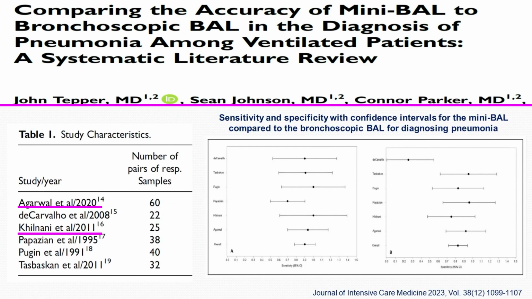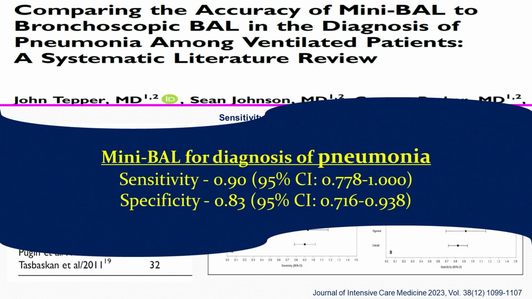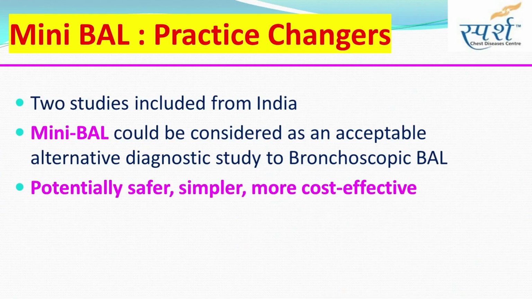This can be done. What they showed was the sensitivity and specificity of a mini BAL done with catheters is almost the same as BAL done with a bronchoscope. So sensitivity good, specificity good, it can be a cost-effective, simpler and a safer substitute. So try it out in your ICUs. The next time when you send a tracheal aspirate, if you have 15 minutes extra, this might give you better results.